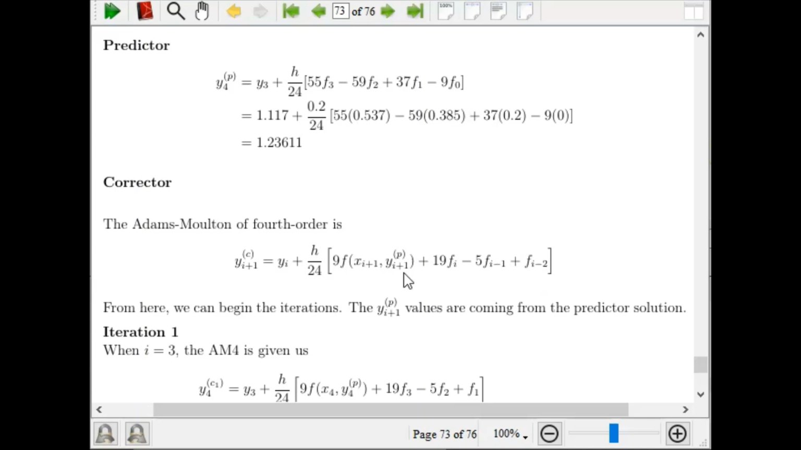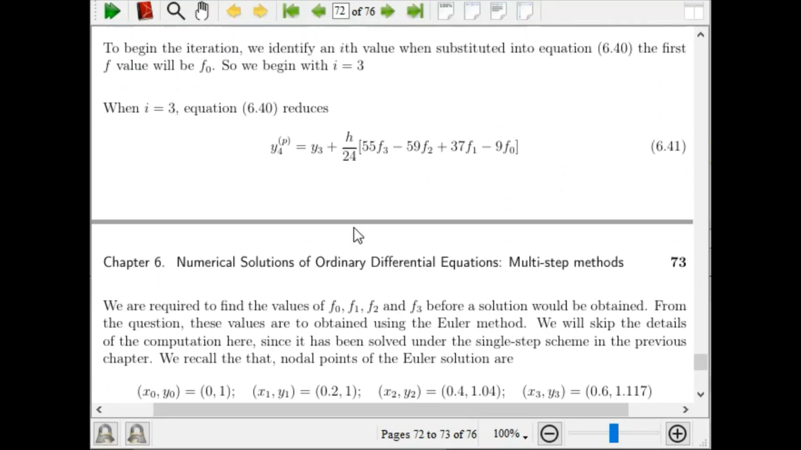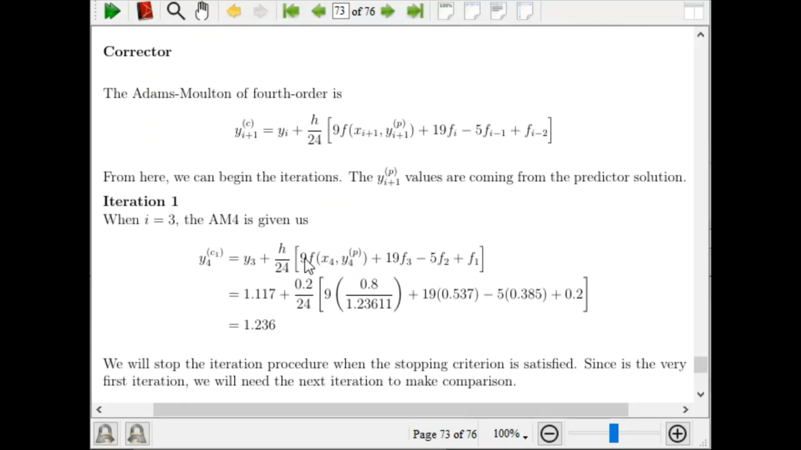But here, watch this, the y i plus 1, we have the P here and we have C here, meaning that the P is coming from the predictor method. And again, we started with i equal to 3. So we do the same thing here in the Adams-Moulton, i equal to 3. This will be 4, this is 3, this is 2, this is 1. Please, this method has been started with something. That is why we don't need f0.